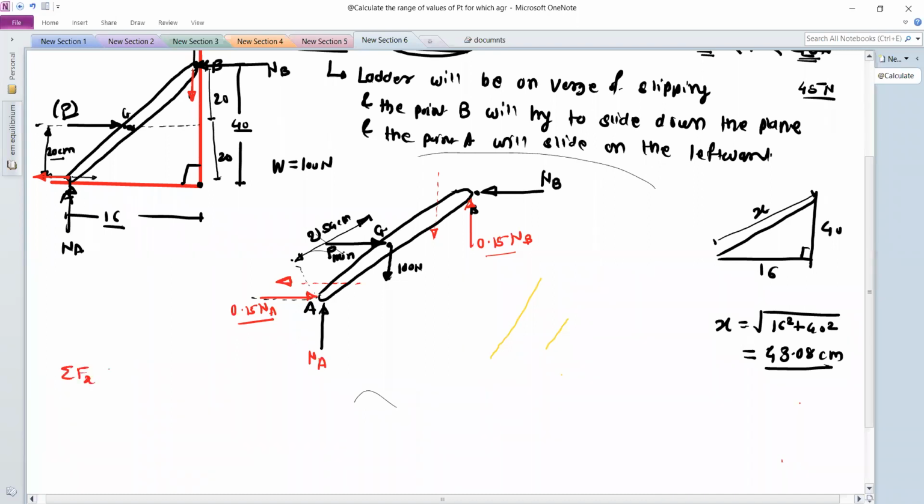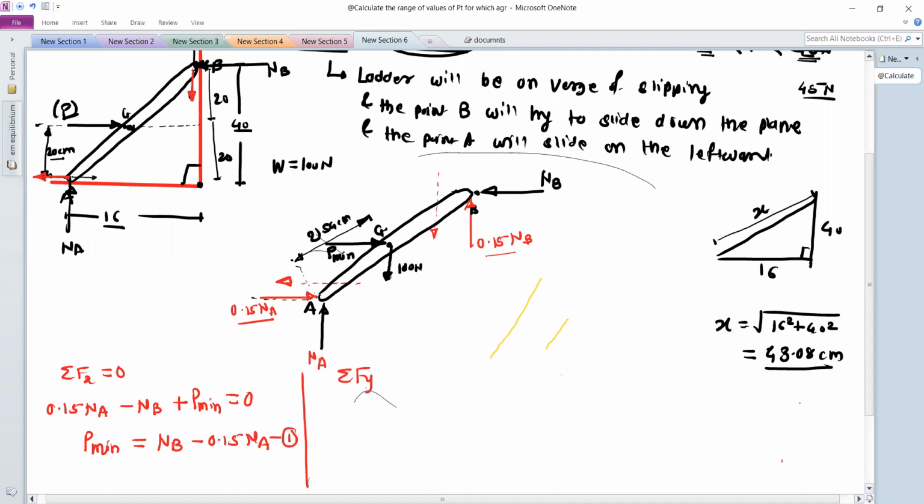So summation Fx is equal to 0. For summation Fx, we have the first force 0.15 into normal reaction A, then minus NB and plus P minimum. So this is equal to 0. From this, you can write the equation for P minimum. This is equal to NB minus 0.15 Na. So you can consider this as equation 1.